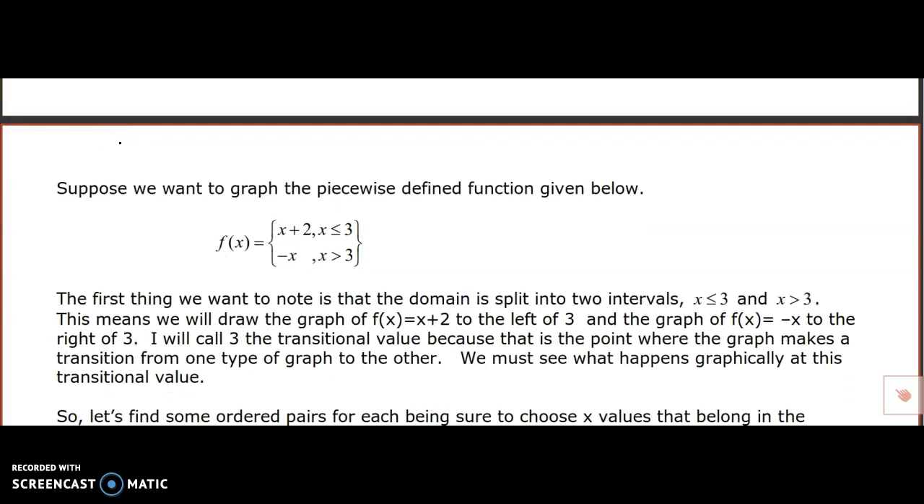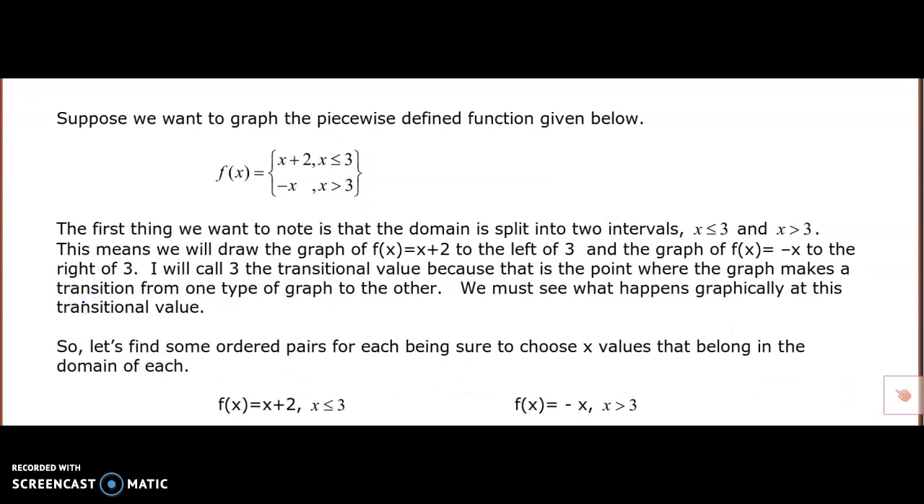Okay, let's look at graphing a piecewise function. So let's look at this function defined by two pieces. So actually what we're going to be doing is drawing two separate graphs. The first graph we're going to draw is this one, which is a line. We'll draw that graph, but that graph will stop at 3. That value of 3 is my transitional value. Then I'll pick up after the 3 and draw this line.